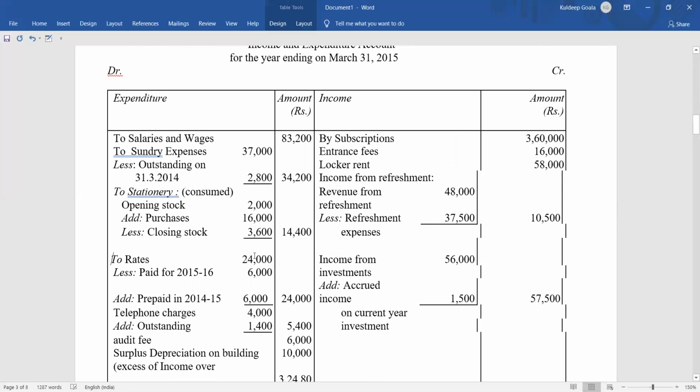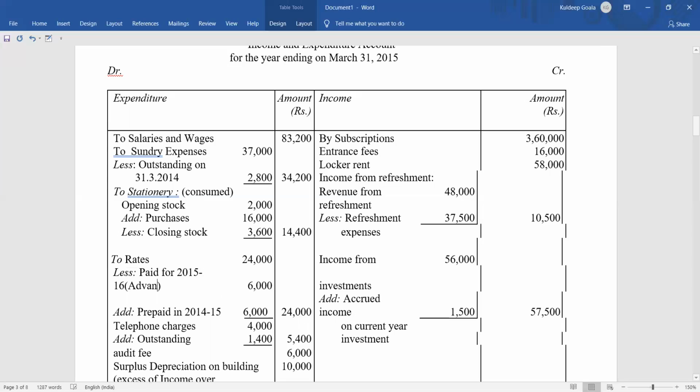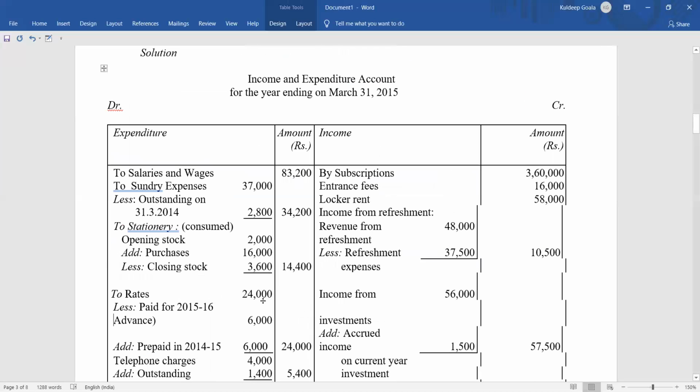Yeah, two rates, 24,000 less paid for 2015-16. That is the advance. Okay, what was the advance? I'll just mention in the bracket as advance. What was the advance? 6,000. Okay, less advance. Okay, sorry, there were two more points in that.